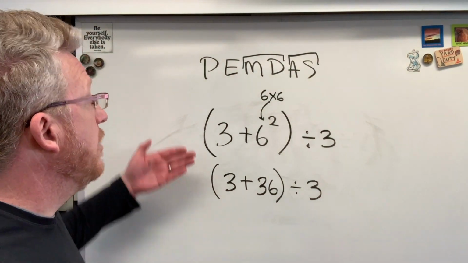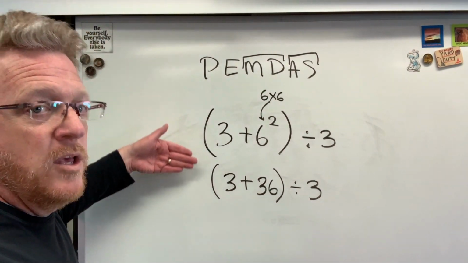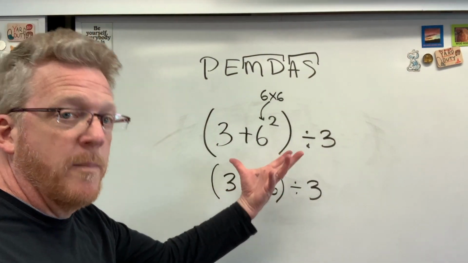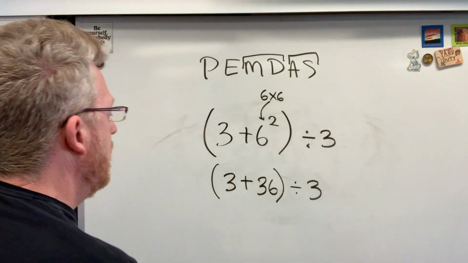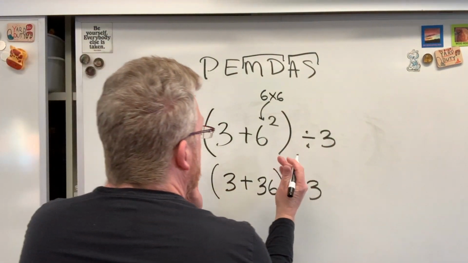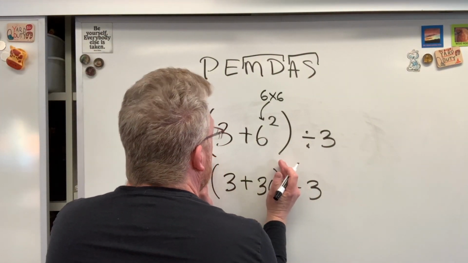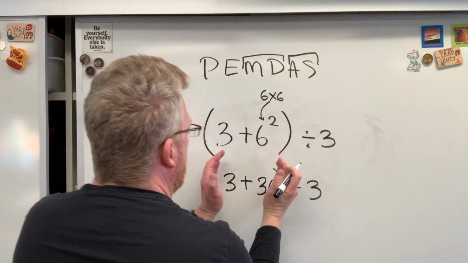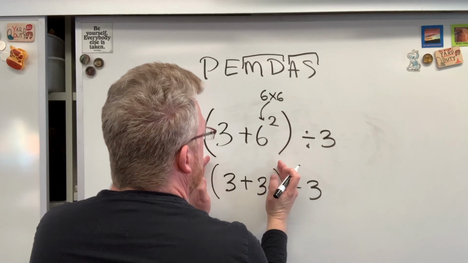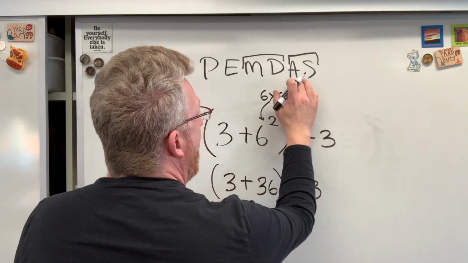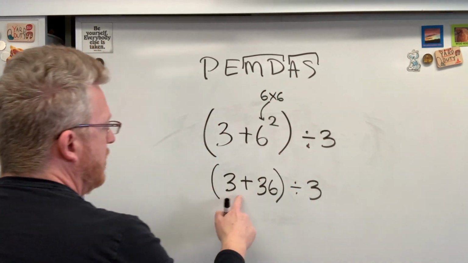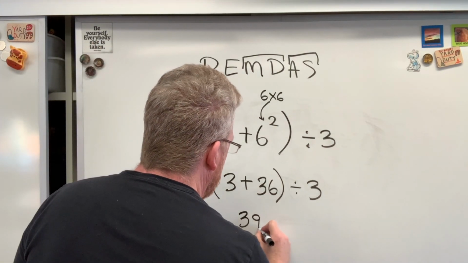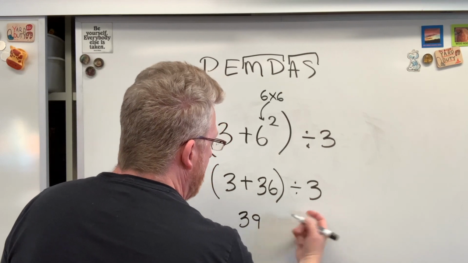Okay, so here's the problem. You're going to write this second step down too, because we are simplifying this expression. We're pulling it together. There's nothing else inside of this parentheses other than adding. There's no parentheses, no exponents, no multiplication, no division. Adding, that's what's inside here. 3 plus 36, that's 39. And then we still have this divided by 3 out here.